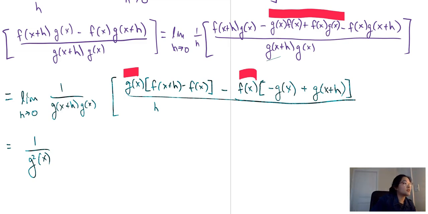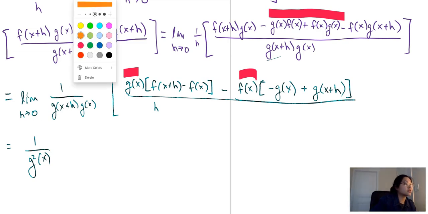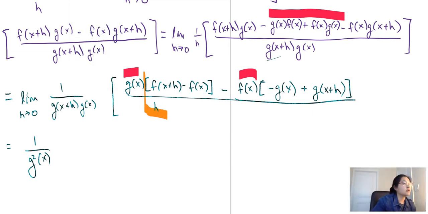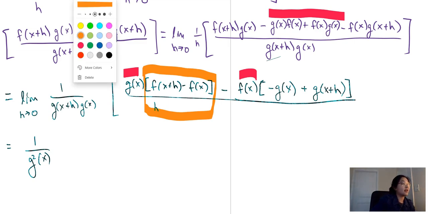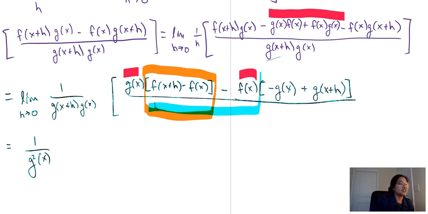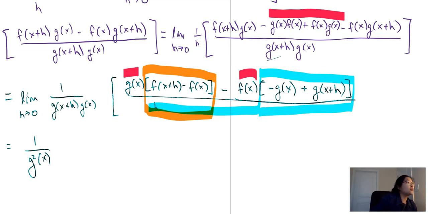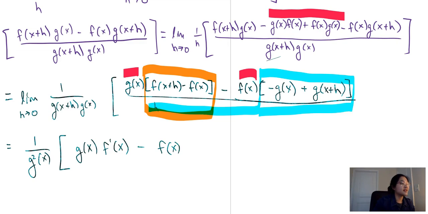But then in here, with this orange part, well, that's our derivative of f. And over here in the blue, with this h, we have the definition of our derivative of g. So what we're left with is actually, I'm going to put a bracket there, so we got g of x times f prime of x minus f of x times g prime of x.